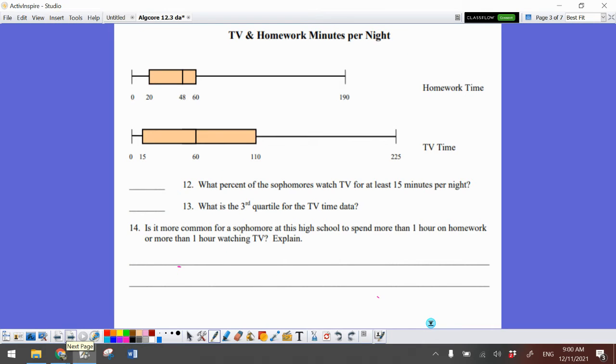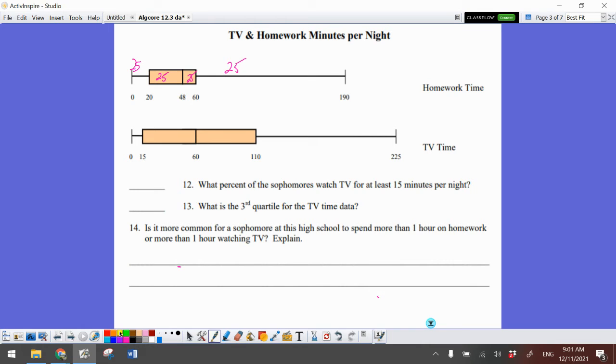Okay, now let's take a look at some box plots and answer some questions in terms of percentages. We need to remember that each of these sections of a box plot is 25%. Each section is 25%. It doesn't make any difference how big the box is, or the whisker. It just means that 25% of the data is in that section.